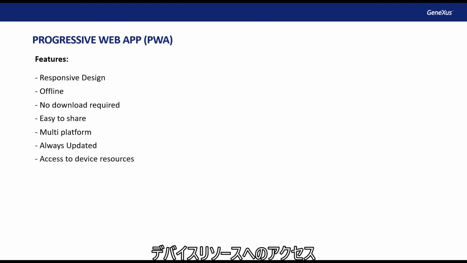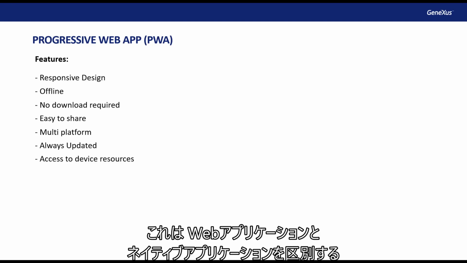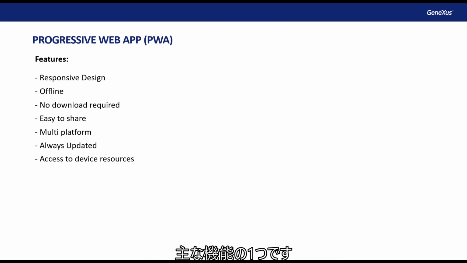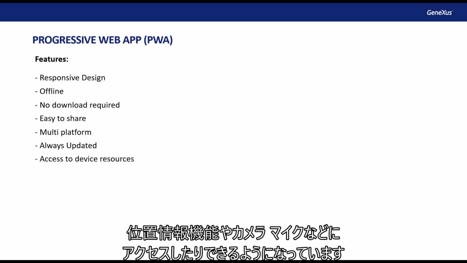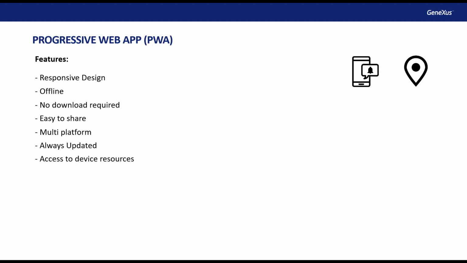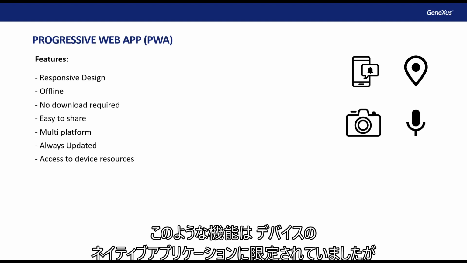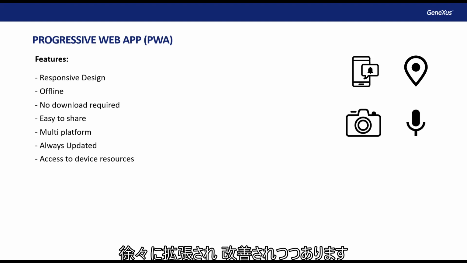Access to device resources. This is one of the main features that distinguishes web applications from native ones. With PWA, we can now send push notifications, access the geolocation, camera, the microphone, and so on. These features, which were exclusive to the device's native applications, are gradually being extended and improved.